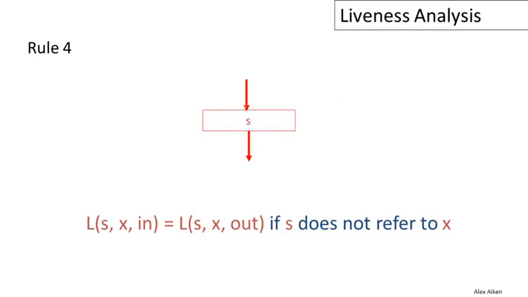And finally, the last case is, what if we have a statement that does not refer to x? So it neither reads nor writes x. Well, then whatever the liveness of x is after the statement, it has the same liveness before the statement. So if x is live here, then x will be live here. And similarly, if x is dead after the statement, then x must be dead before the statement. That's because if x is not used in the future after the statement S, then it still won't be used in the future before the statement S, since the statement S neither reads nor writes x.